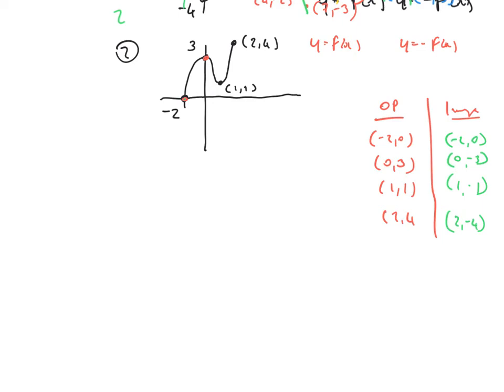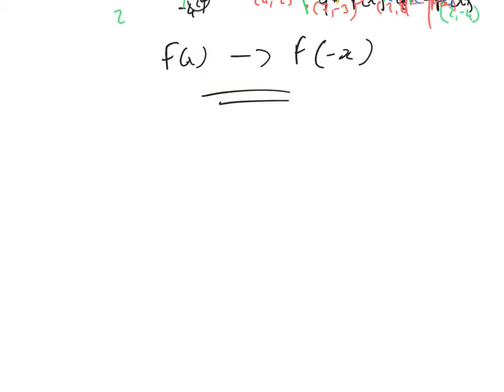Let's plot them in. So there's minus 2, 0, 0 minus 3, and then 1 minus 1, and then 2 minus 4. And then just carefully draw the thing in. That's not bad.